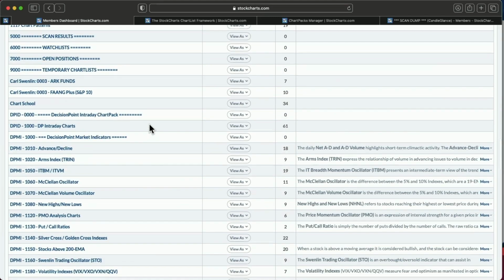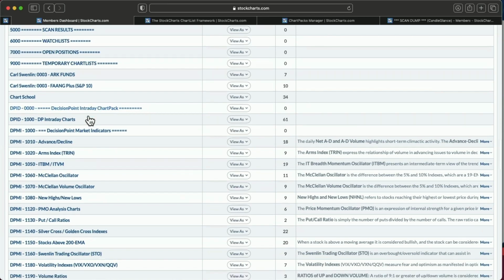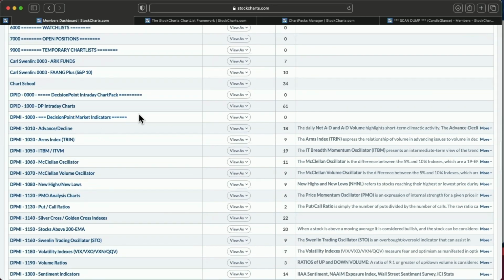Now you're going to see the DecisionPoint ChartPacks, and you can see that they're already organized for you. So the intraday chart pack, again, you've got this heading, this placeholder chart list that is basically that heading to help you organize the chart list and what is inside of it. You can use this particular convention as well to organize your own chart list. Just set up one that's empty and just as a placeholder, and it will help you with organizing and seeing what it is you need to see.